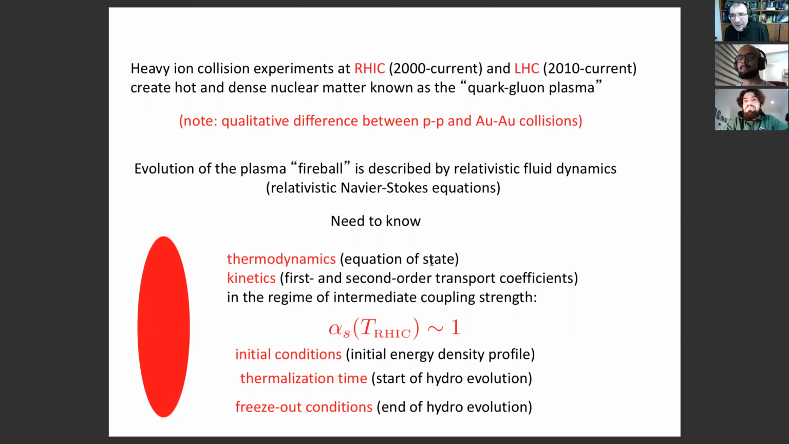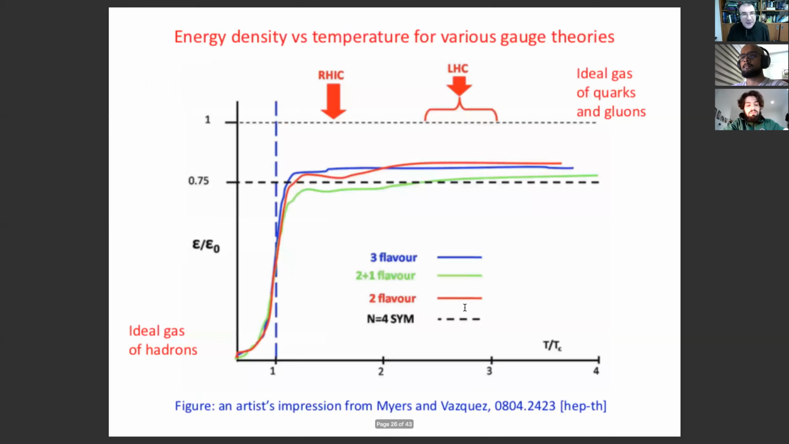So theoretically speaking, what we need, right? We need to describe this plasma fireball, which is expanding, and it's described by relativistic fluid dynamics, which means relativistic Navier-Stokes. Now we need to know thermodynamics, which means the equation of state of QCD, which describes this nuclear matter. And also kinetics, which means transport coefficients such as viscosity. But we want to know all of this in the regime of intermediate coupling, because if you look at the energy scale at which these collisions are taking place, then you discover that the QCD coupling constant is not small at all. It's of order one. You cannot apply perturbation theory directly. And this is of course a limitation.